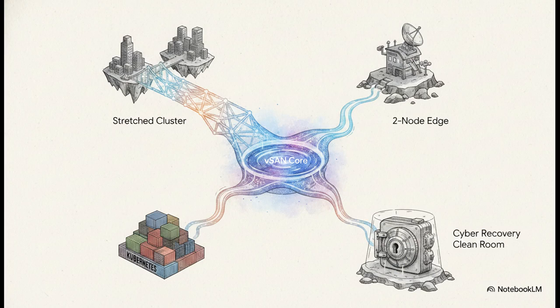And because the whole shebang is entirely software-defined, vSAN can literally adapt to any environment. You can deploy it as a stretched cluster across 2 active cities for absolute site resilience, or you can shrink it all the way down to a tiny 2-node cluster for a remote edge branch office. Need a highly secure target clean room for cyber recovery? It can do that. Want to spin up persistent storage volumes natively for your Kubernetes containers? It can do that too. It just bends to the exact shape of your business.